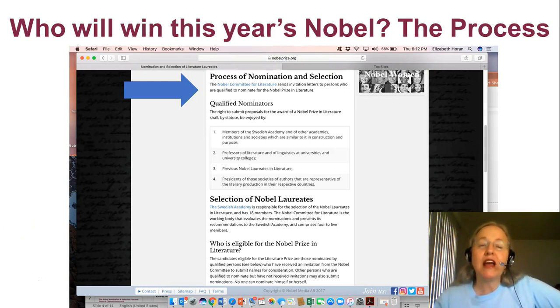The Swedish Academy, however, is the one that's going to make the last decision. And the question about who's eligible, you can't be dead and receive the Nobel Prize in Literature. The nomination has to be made for someone who is alive. And the Swedish Academy also sends out invitations to people, asking them to submit their names for consideration.